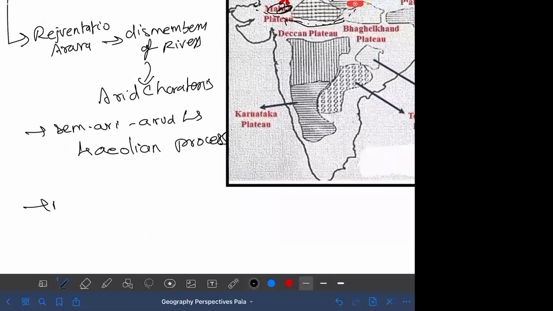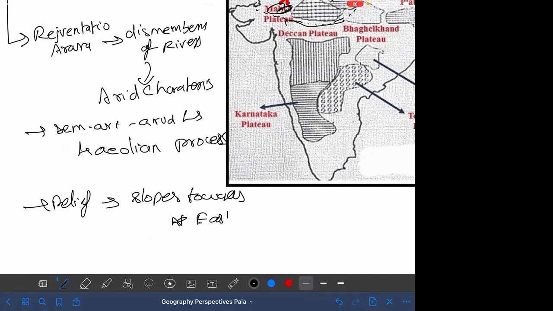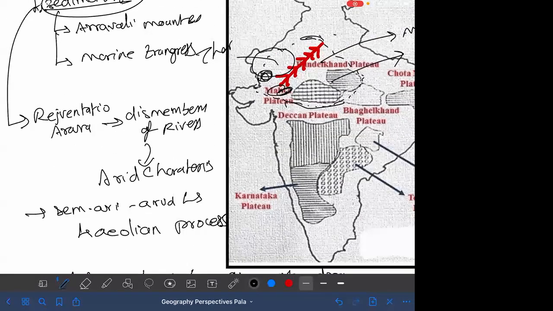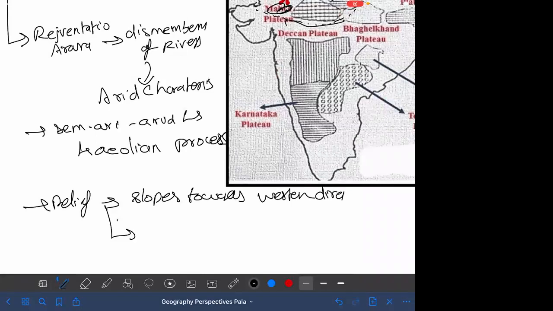Now we know the relief feature already. Relief is that it slopes towards the eastern, sorry, not eastern, western. It slopes in a western direction, and here in this part we wrote a couple of minutes ago that it has achieved a south westerly slope. So that's the relief feature of the Thar desert.